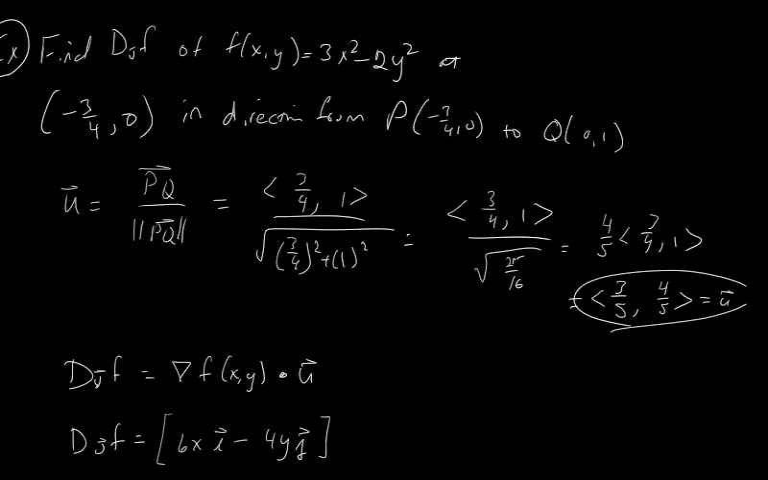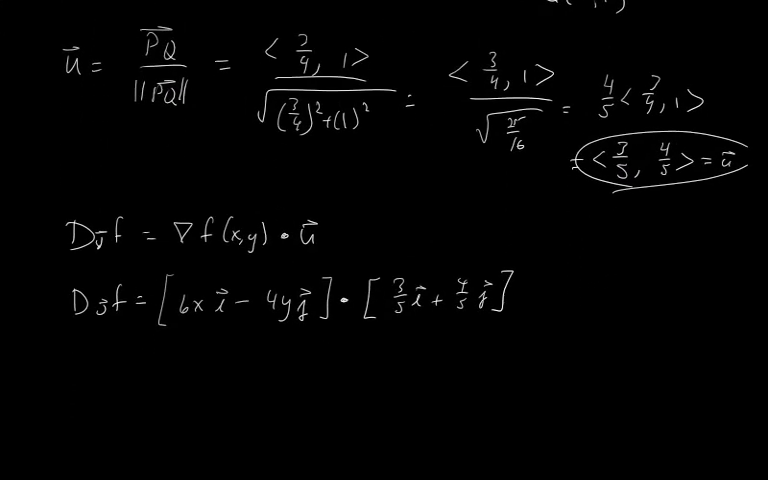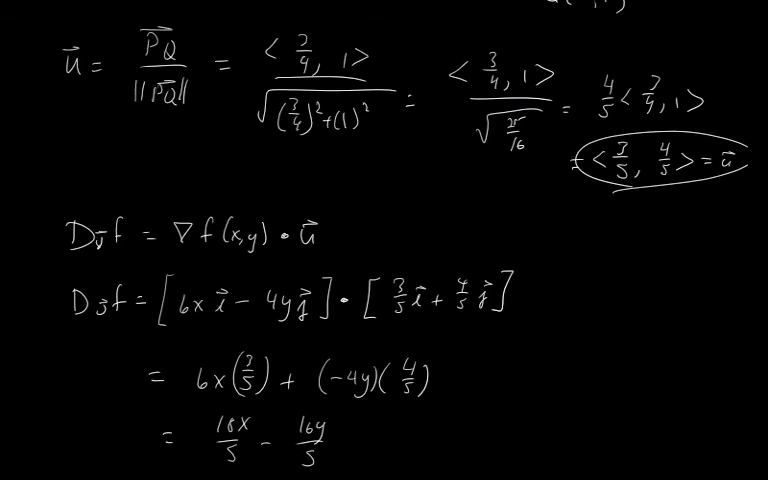And we are going to take that vector and dot it with the vector 3/5 in the i direction plus 4/5 in the j direction. Remember the dot product: we multiply corresponding components and then add that up. So this is going to be equal to 6x times 3/5 plus negative 4y times 4/5. That's going to be 18x over 5 minus 16y over 5.